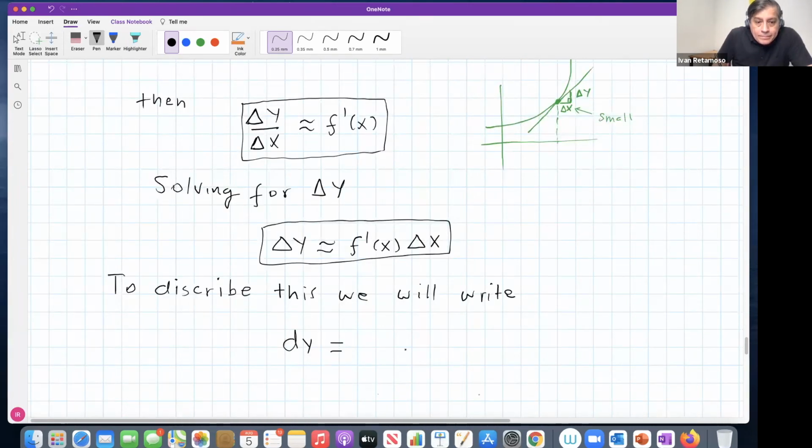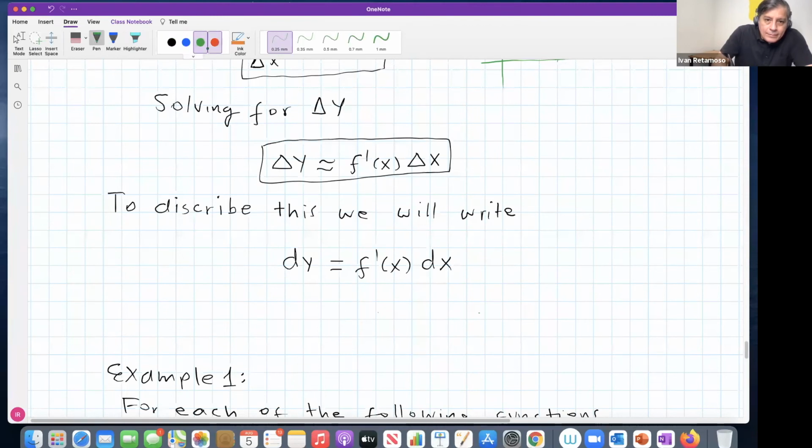All right, so mathematicians, to describe this, allow themselves to substitute this delta y for dy, and then they will say dy equals f prime of x times dx. And these guys are called differentials, these two, right? Differentials.